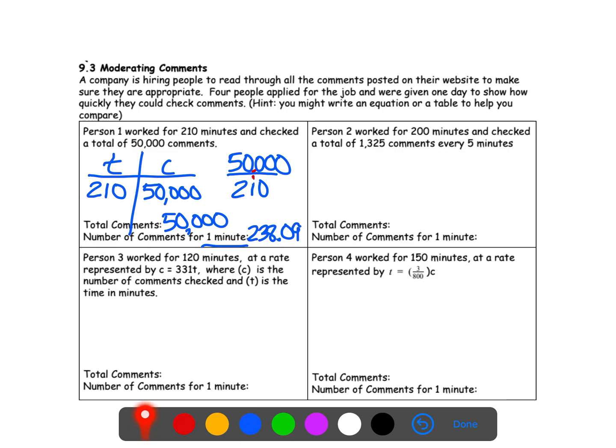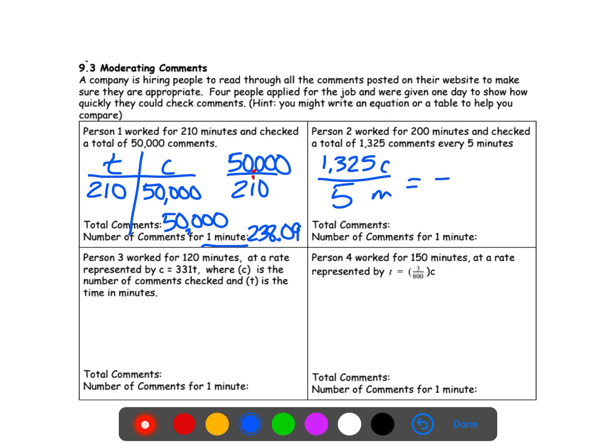Next, we're told that person 2 took 200 minutes. They checked a total of 1,325 comments every 5 minutes. Now, that is adding a little bit of complication to this. So every 5 minutes, this is what was checked. Now we need to change that into a ratio for 200 minutes. This would be a good time to set up a proportion. If I were to write the ratio that we're given, 1,325 comments in 5 minutes. So comments and minutes, and this could be done in a table too, of course, but just another way of looking at it here.